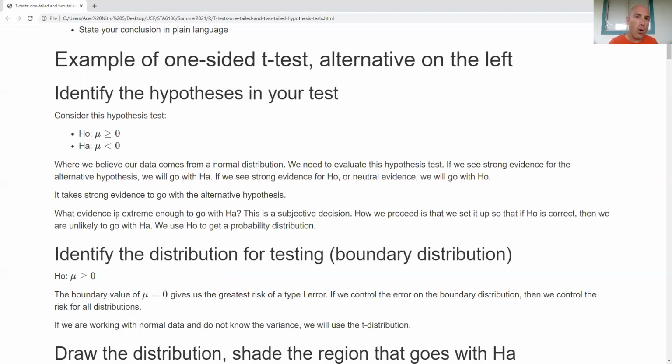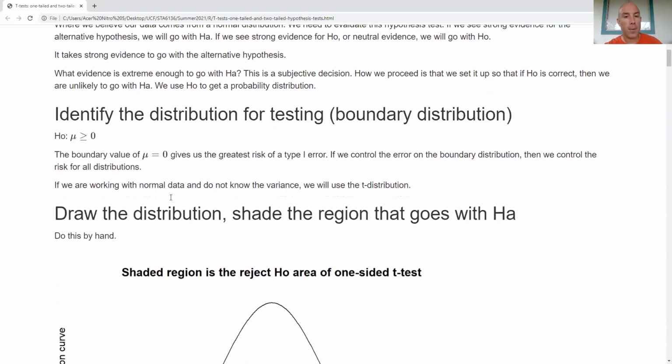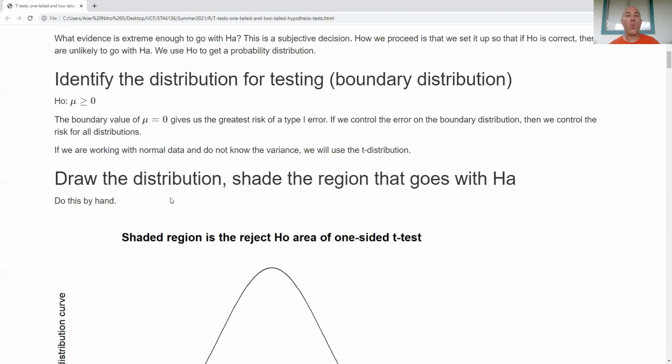Now, what is extreme evidence? What evidence is strong enough to go with the alternative? Well, that is truly a subjective decision. So what we're going to have to do is consider the situation, consider how much of a risk we're willing to take on a type 1 error, and then proceed from there. All right, we need to identify what the distribution is for our hypothesis testing.